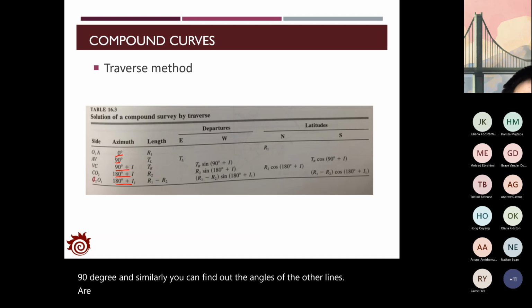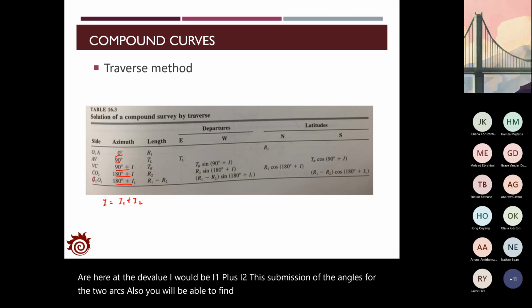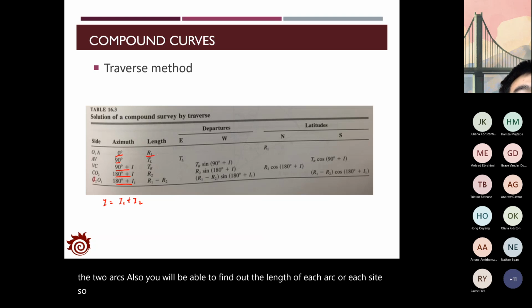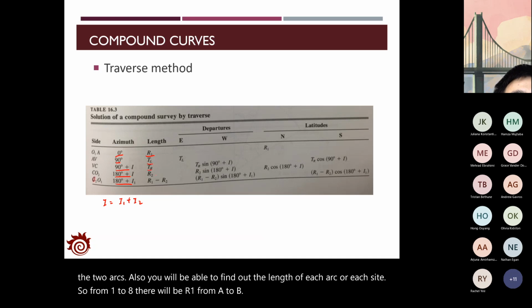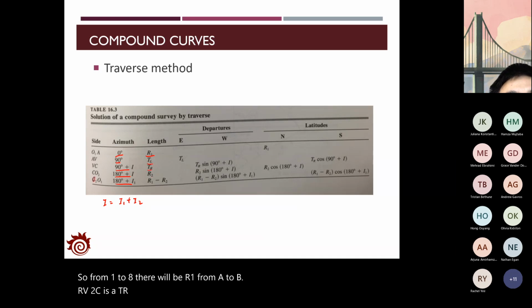Here, the value I would be I1 plus I2, the summation of the angles for the two arcs. Also, you will be able to find out the length of each side. From O1 to A, that will be R1. From A to V, that will be TL. V to C is TR. And C to O2 is R2. And O1 to O2 is R1 minus R2.